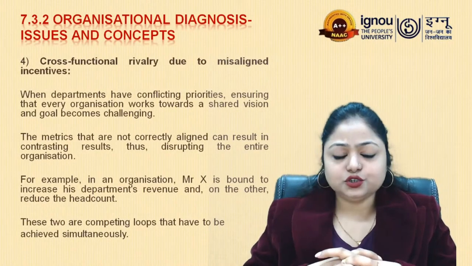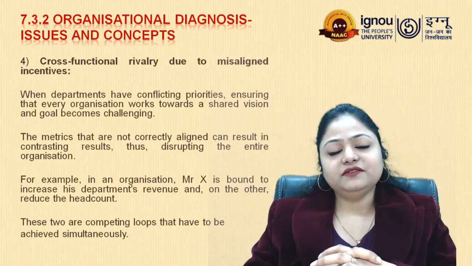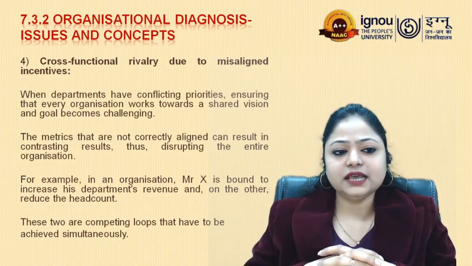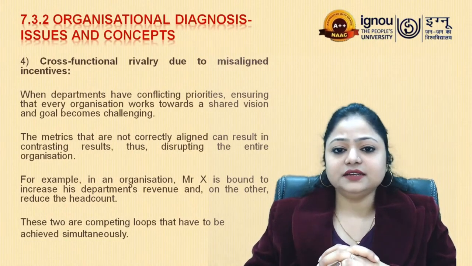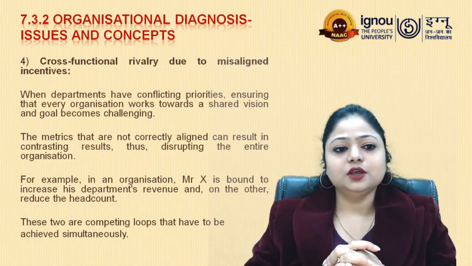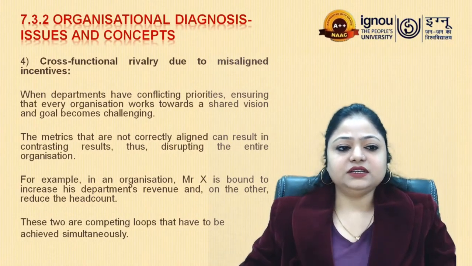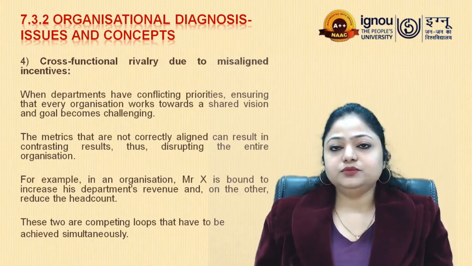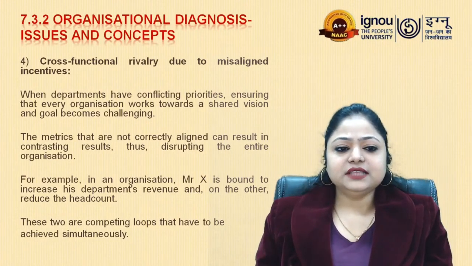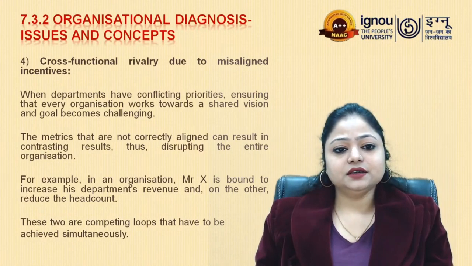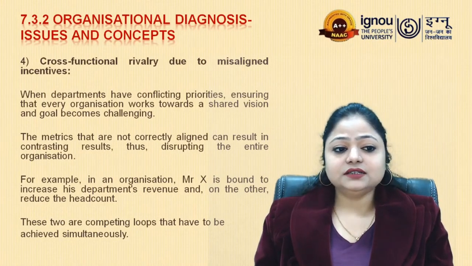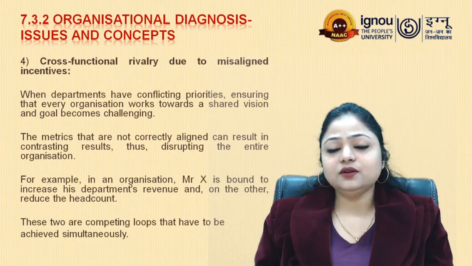Then there is another issue which is found whenever there is an organizational diagnosis of the overall design, which is cross-functional rivalry due to misaligned incentives. When departments have conflicting priorities, ensuring that every organization works toward a shared vision and goals becomes challenging. So metrics that are not correctly aligned within these cross-functional departments can result in contrasting results, thus disrupting the entire organization.